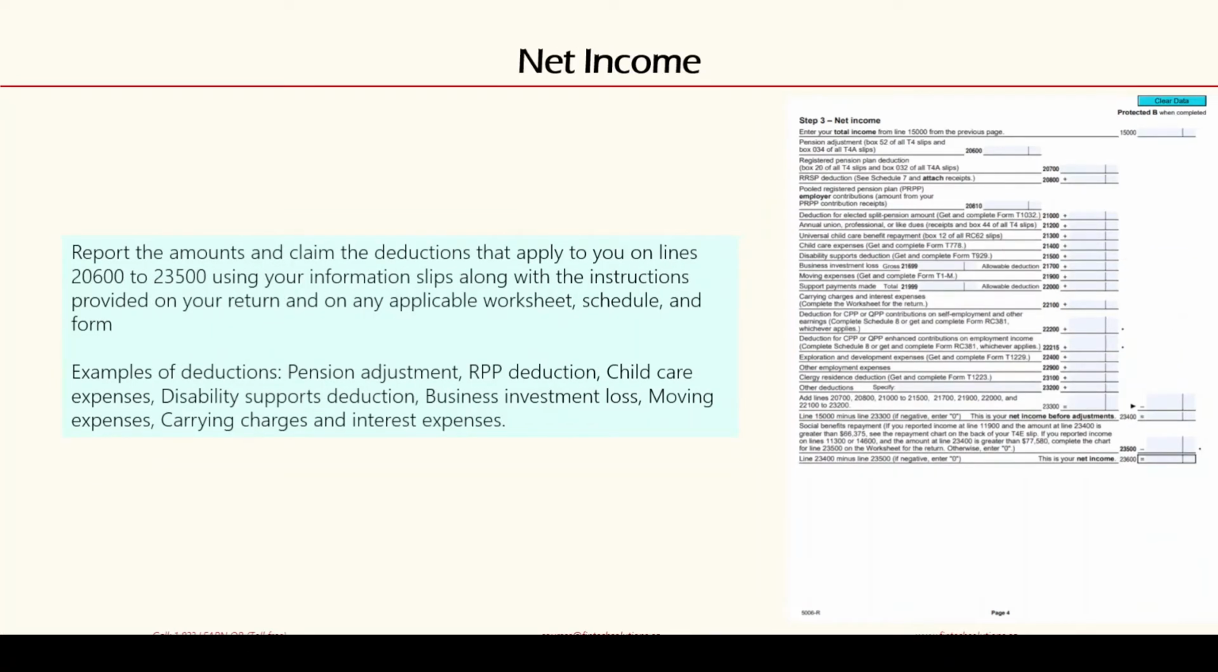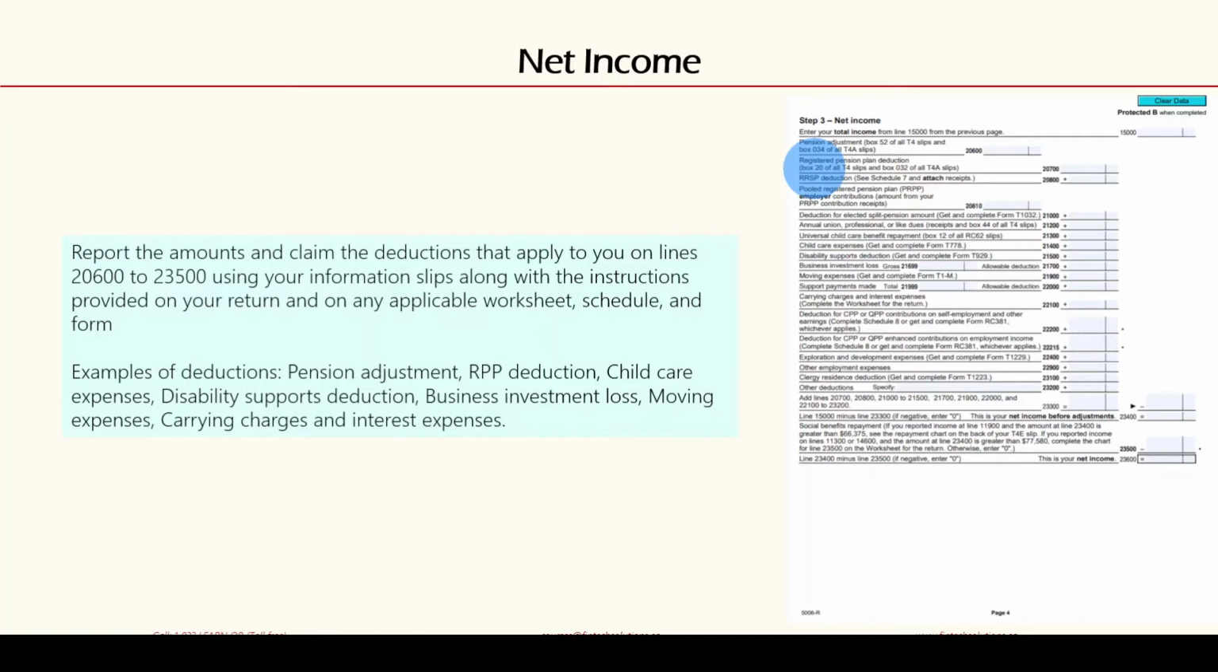All right, the next step number 3 is net income. Report the amounts and claim the deductions that apply to you on lines 20800 to 23500 using your information slips along with the instructions provided on your return and on any applicable worksheet, schedule, and form. So if you look right over here, these are the deductions which can help reduce the income which we saw in the previous step 2.